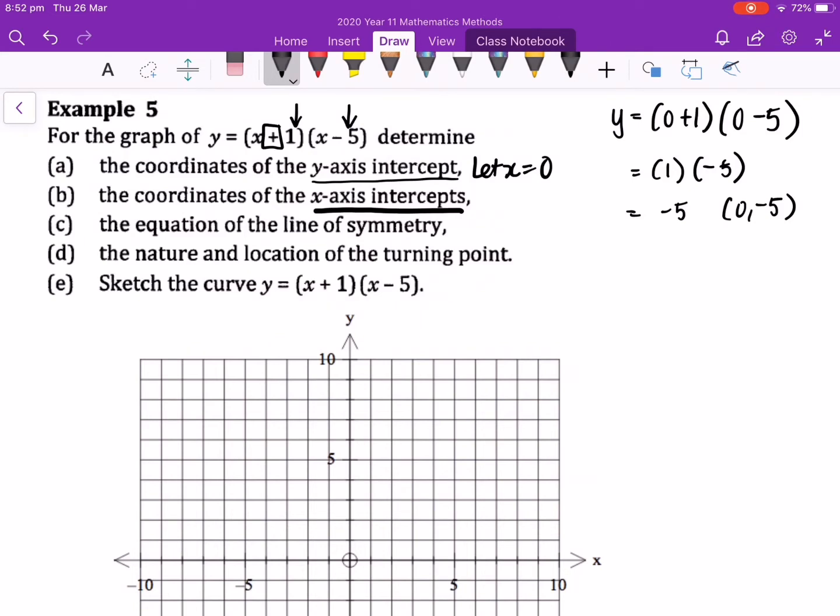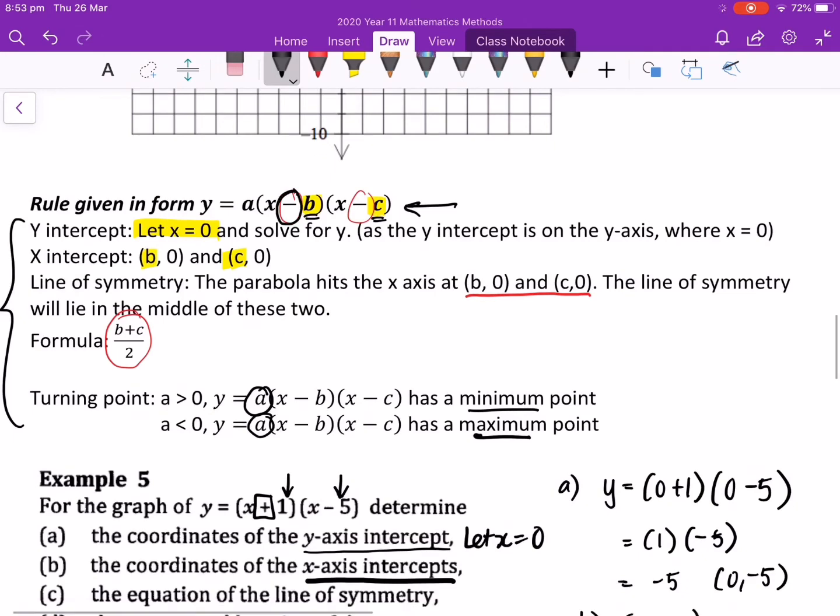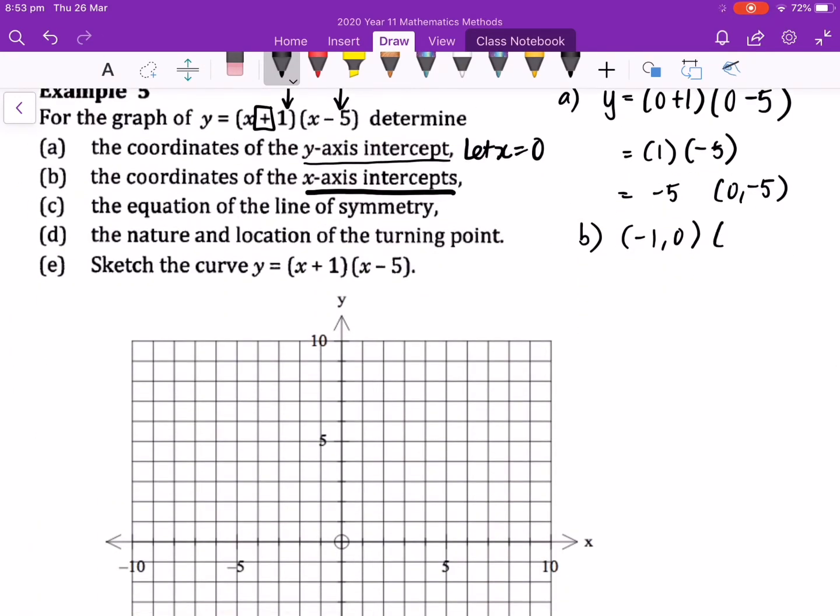So that's part A. Part B is going to be negative 1, 0. That's my first one, because in my general format, it's negative. So it's a negative 1, 0, and then I'm going to have a positive 5, 0. So those are going to be the coordinates of my roots, or my x-intercepts.